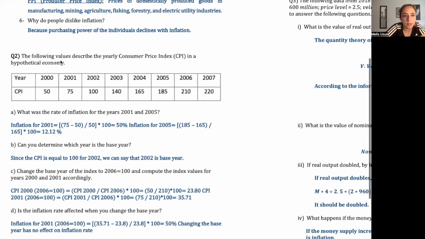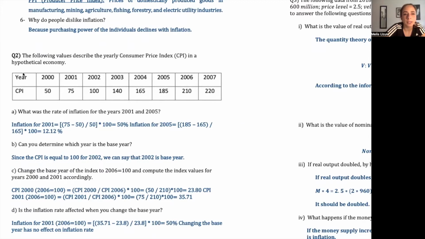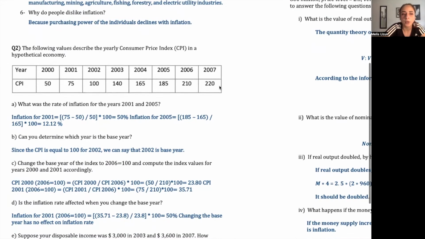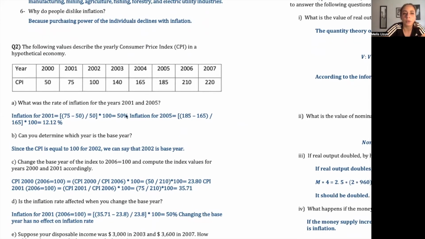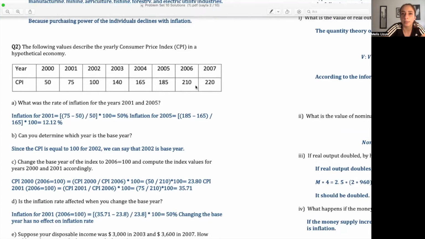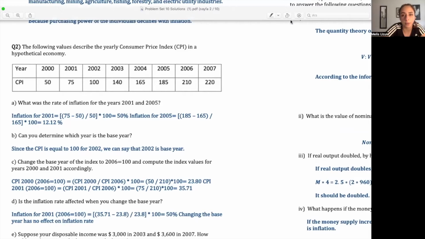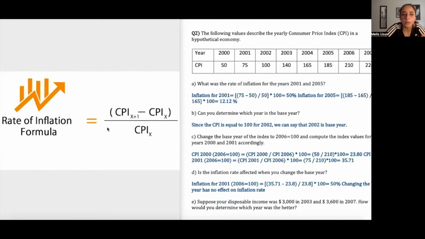Let's look at the second question. So it gives us a table that contains the information of CPIs over the years 2000 to 2007. So let me show you how we calculate inflation when we use CPIs. I will show you the formula if you don't remember. So we use this formula when we want to calculate inflation using CPI. So it asks us to calculate inflation for 2001.